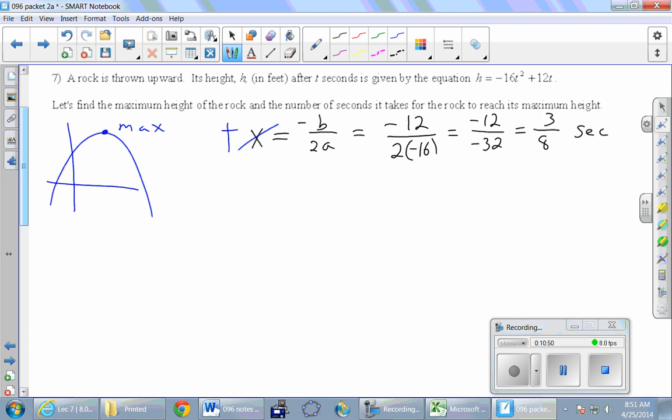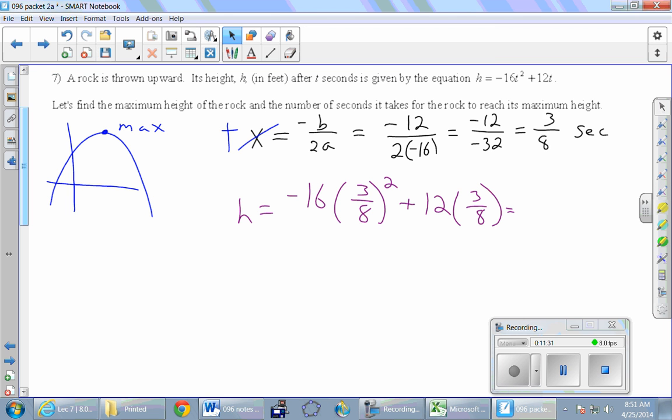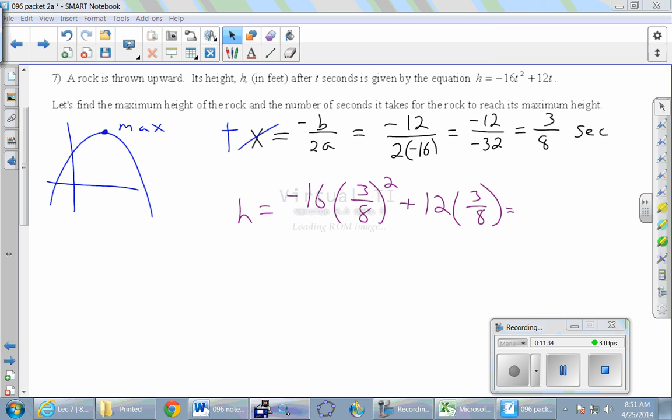You know that 3/8 seconds is the when. How do we find out the where? Plug it into the formula. The original formula says h equals all this stuff with t. So let's plug into that formula. H equals negative 16 times 3/8 squared plus 12 times 3/8. All right, so I don't feel like we should spend our time playing with fractions, but I do expect that we could do this kind of a thing without the calculator in a minute or two. But let's just bail and use the calculator on this one at the moment, just so we can move to the next problem.